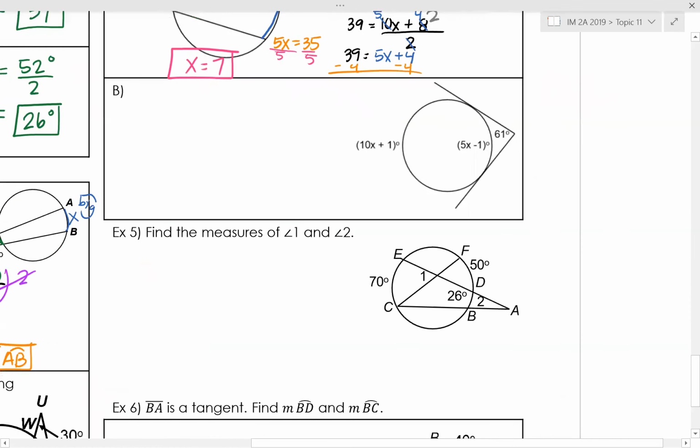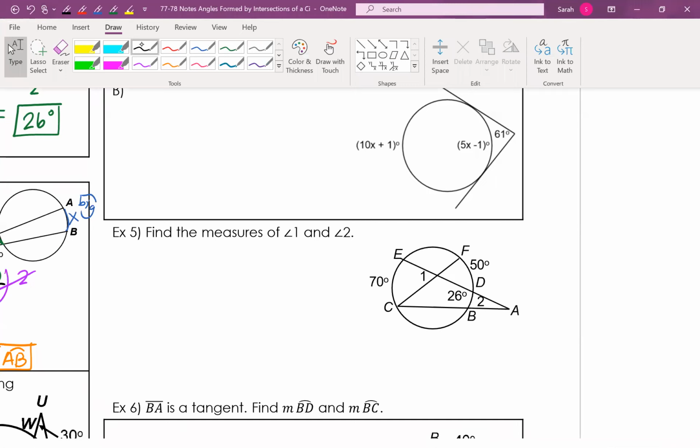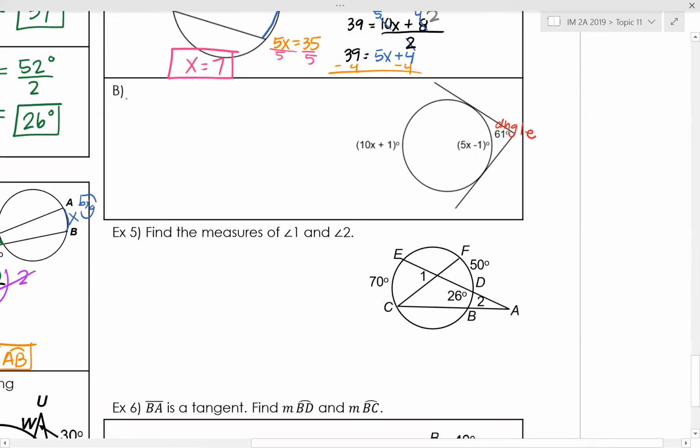Then for B, it's a similar problem. We have tangents instead of secants, but we're still using that same formula. So remember that the angle, so 61 degrees, is equal to the difference of the big arc, which is 10x plus 1, minus the small arc, which is 5x minus 1, divided by 2.